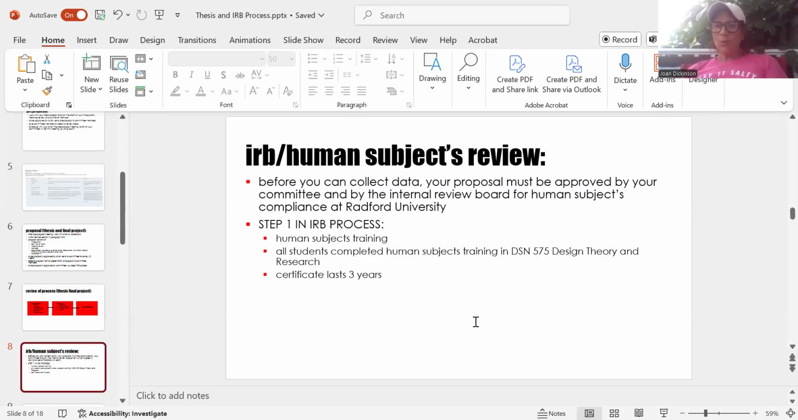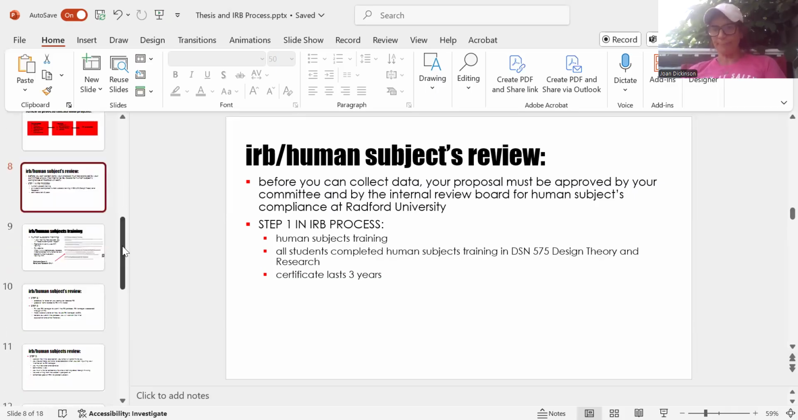And so we're going to walk through this IRB process. The first thing to note is that you have to do human subjects training, and all of you should have done that, but you're going to have to look to see when you did that training and if it's still good. All of you did the training in design theory and research, and your certificate lasts for 3 years. What you need to do is go and check, because some of you may need to renew that certificate. But you have to do human subjects training.